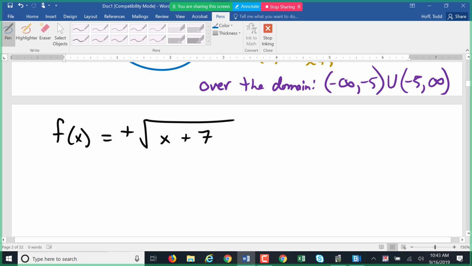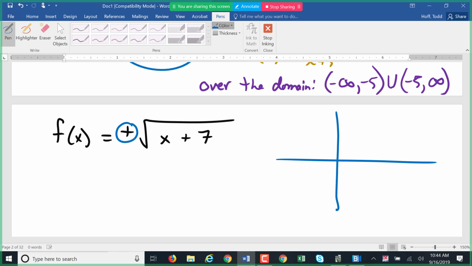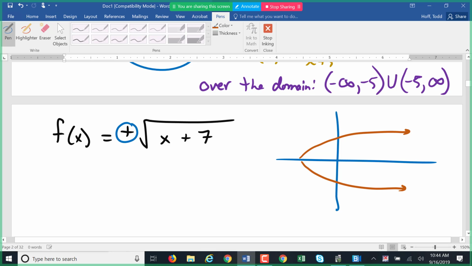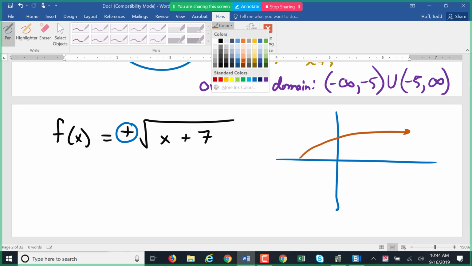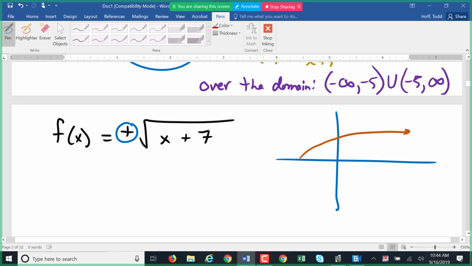We might have f of x is equal to the positive square root of x plus 7. I had to have the positive in here because for the square root of x plus 7, there's a positive value and there's also a negative value. If I include the negative value, that's not a function because that vertical line would cross it twice. So if we only include the positive square root, then it is a function. However, this is a root and we cannot take the square root of a negative number.